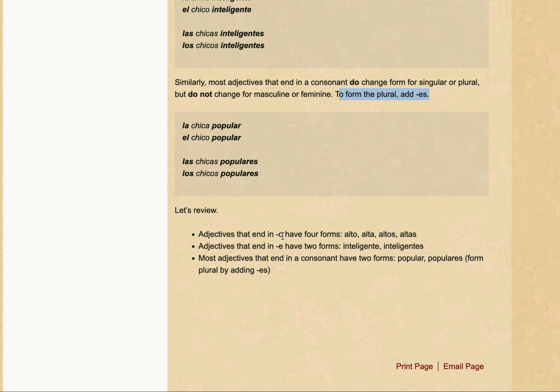Okay, and to recap, they have summarized this. So adjectives that end in o have four forms that we know: alto, alta, altos, altas. Adjectives that end in e have two forms: inteligente, inteligentes. And most adjectives that end in a consonant have two forms: popular and populares, which is formed by adding an es.